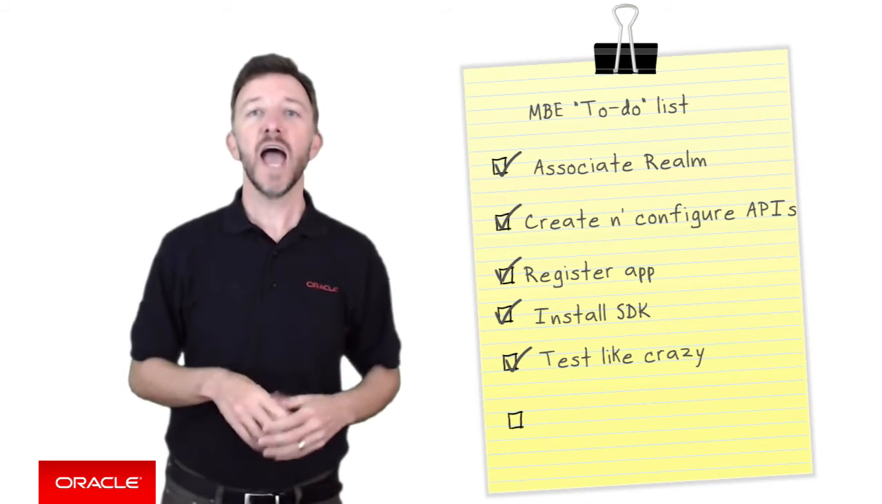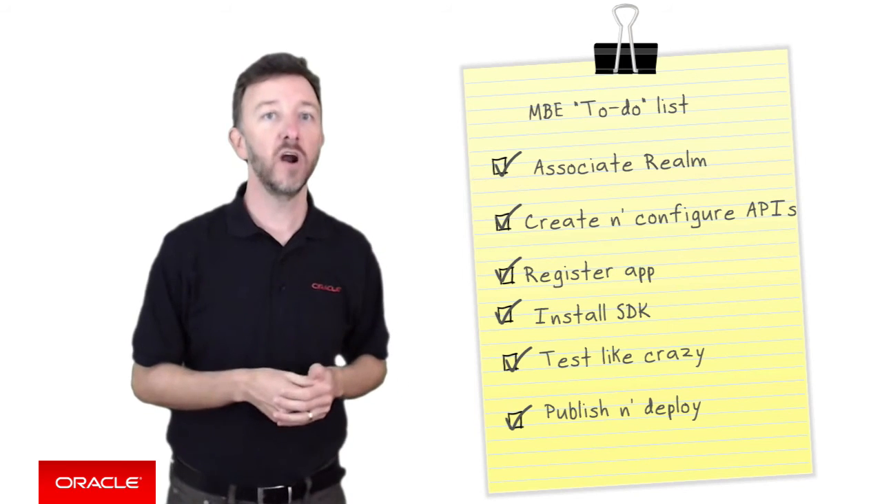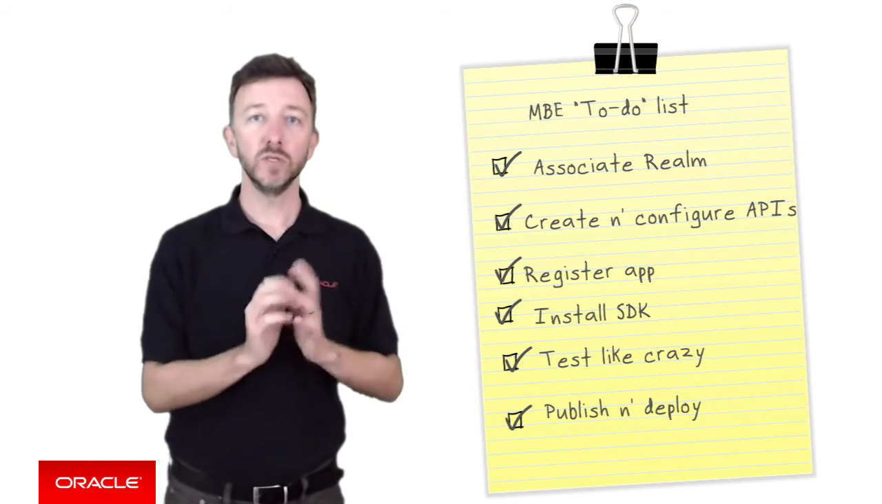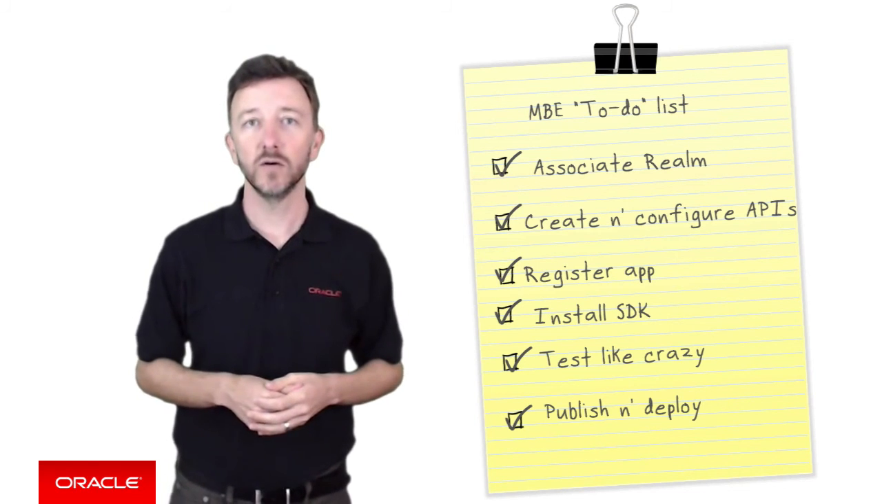And finally, once you're happy with the result, you can publish and deploy the mobile backend to the next MCS environment, from the development environment to the staging or production environments, essentially managing the mobile backend's lifecycle.